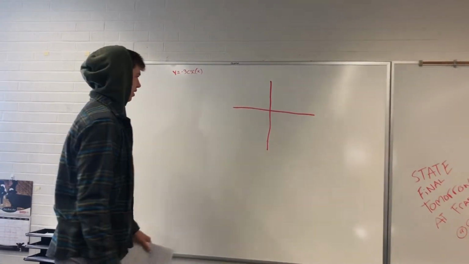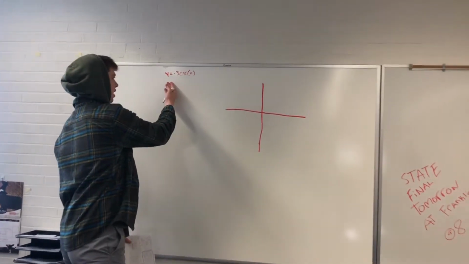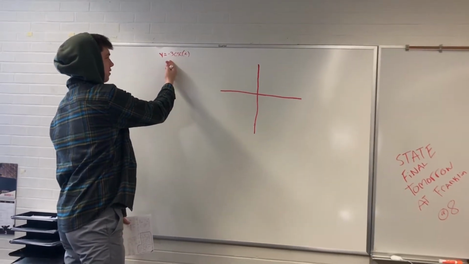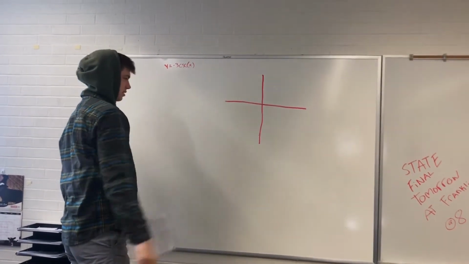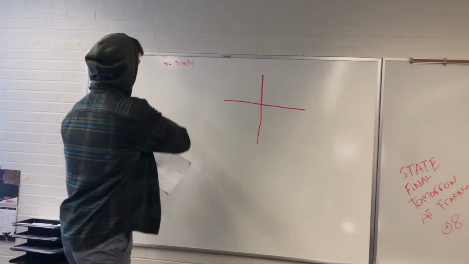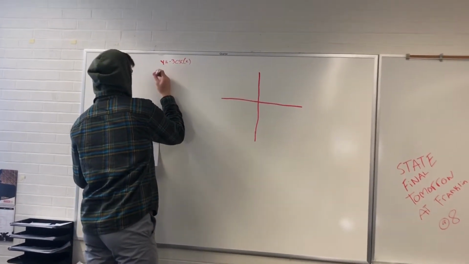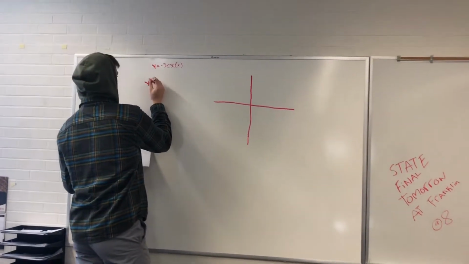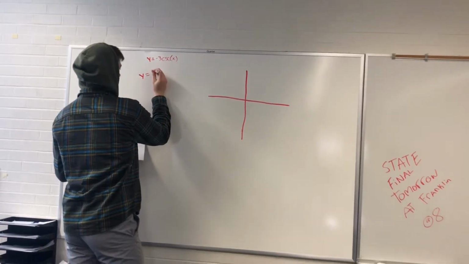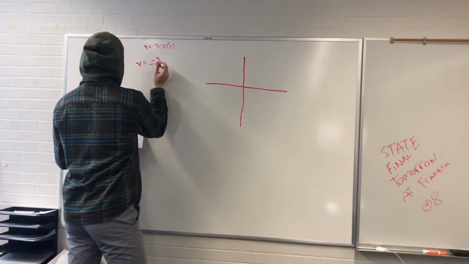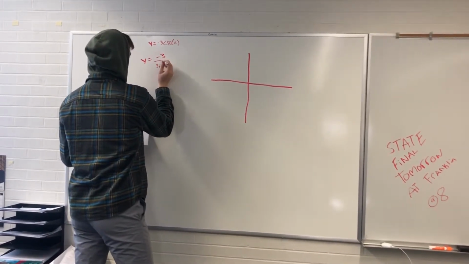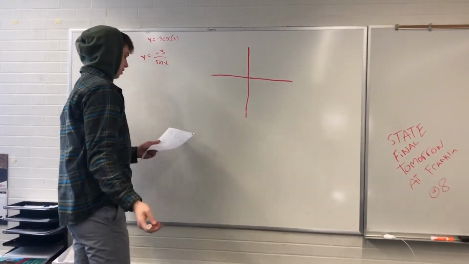Hello class, today I'll be teaching you how to graph y equals -3 cosecant x. So I wrote it out there. This also equals y equals -3 over sine x. So now we'll be able to graph it better.